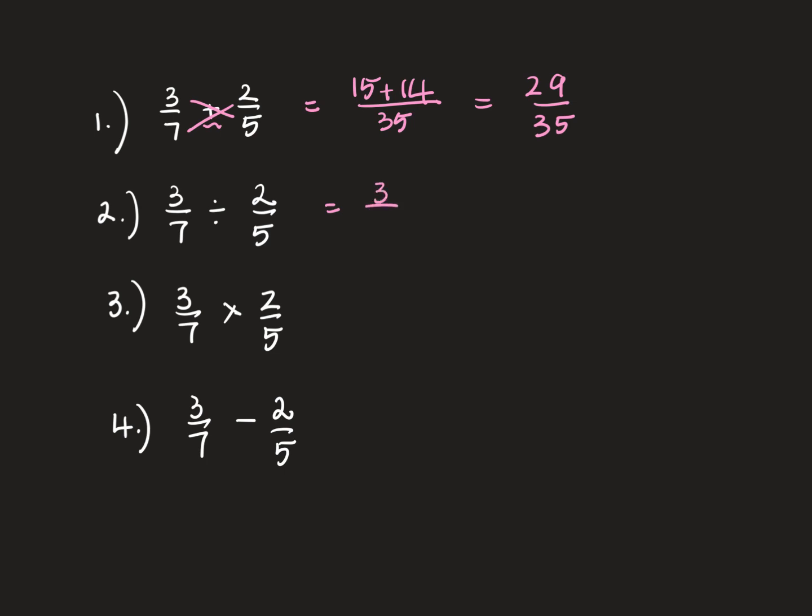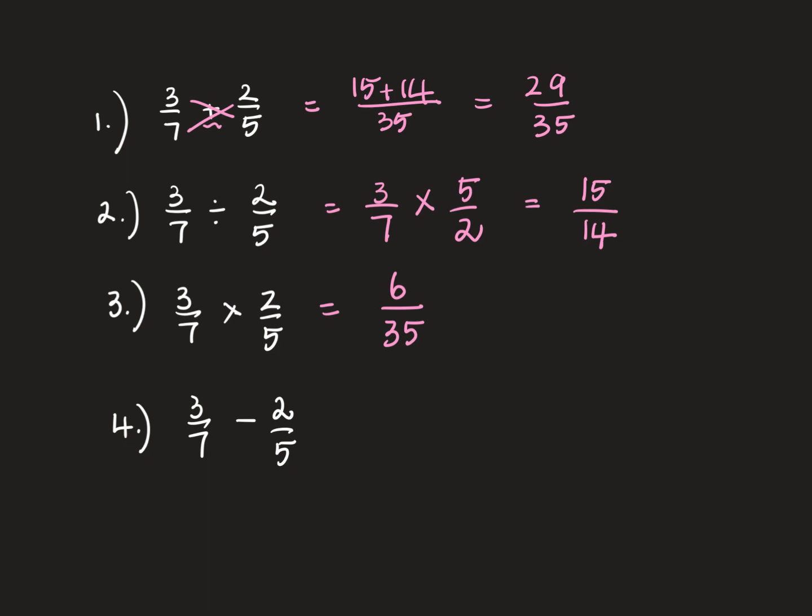So what do I do? I keep the first one the same. I change the divide to times, and I flip that second one over, and then it's just a multiplication problem, which I do like that. Third one, this is just a multiplication. How do I multiply fractions? Multiply across the top, multiply across the bottom, like that.